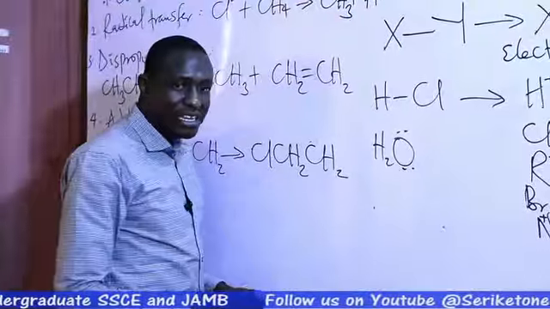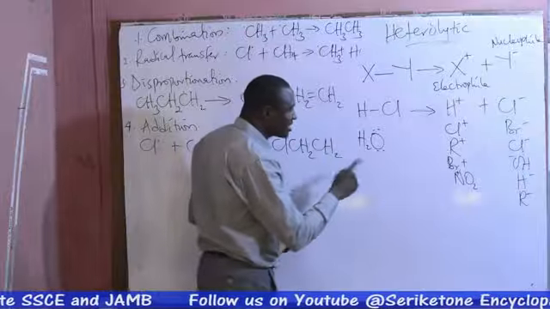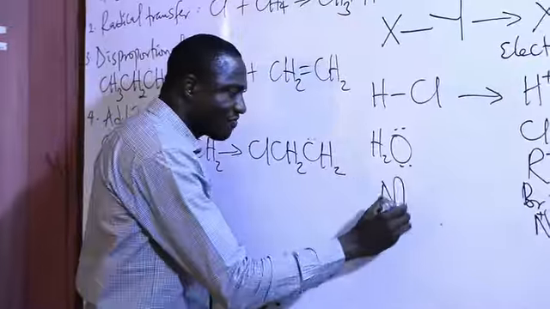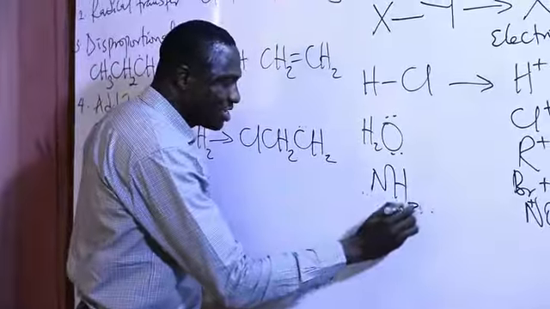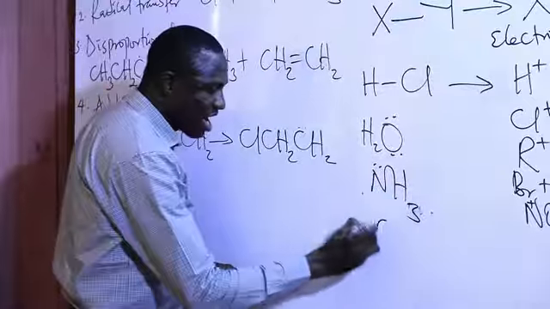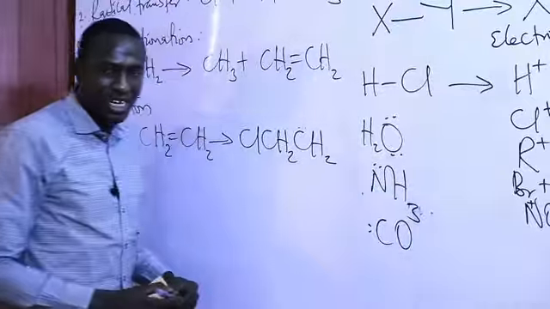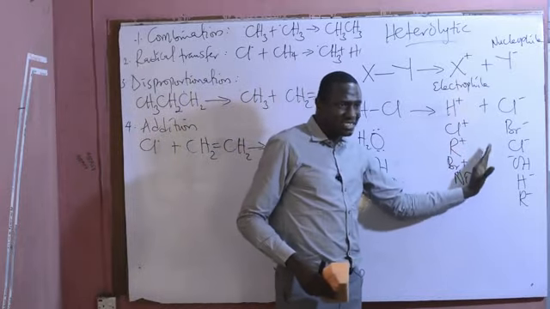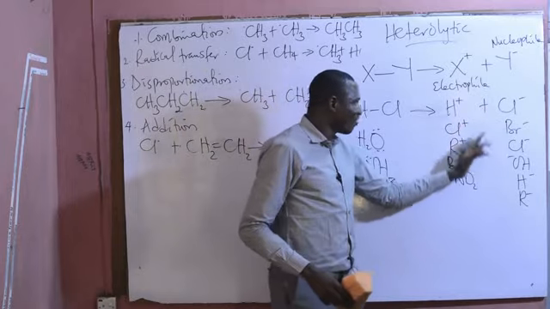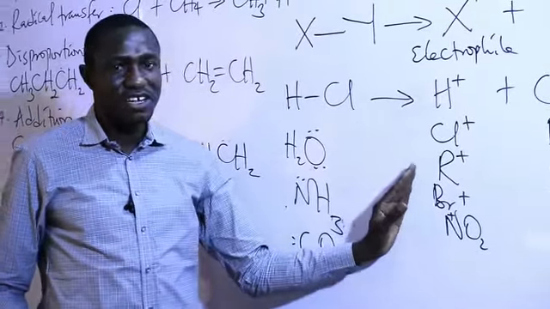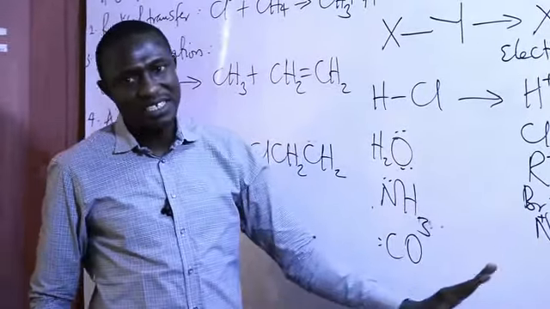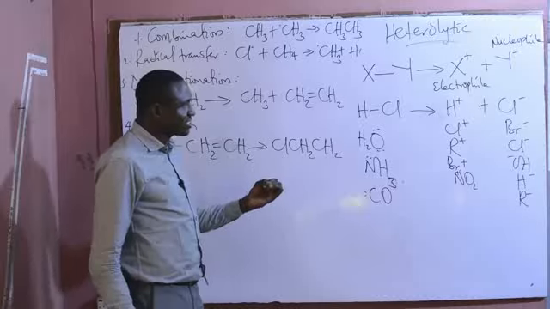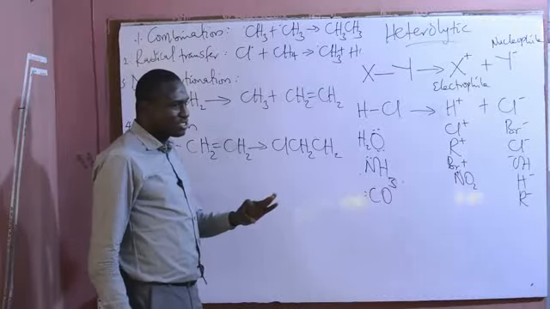They are nucleophilic in nature because they have lone pairs of electrons on the central atom. Then you also have ammonia. Then you also have carbon monoxide. That is why nucleophiles are also referred to as ligands or Lewis bases, while electrophiles are also referred to as Lewis acids. So these are the three major types of organic reagents: free radicals, nucleophiles, and electrophiles.